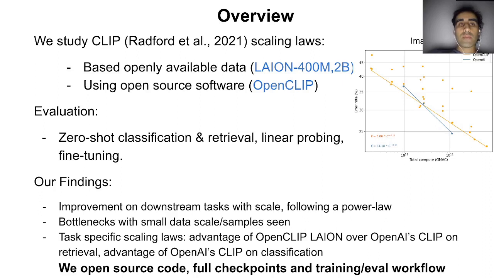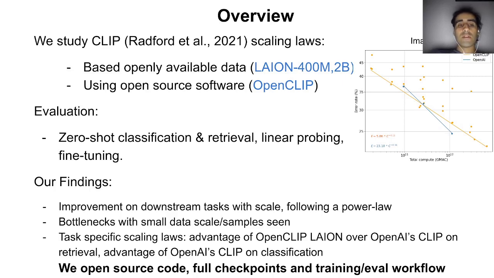In our work, we study CLIP scaling laws on LAION, which is an openly available large dataset of image-text pairs, with OpenCLIP, which is an open source replication of OpenAI's CLIP. For evaluation, we use zero-shot classification, retrieval, linear probing, and fine-tuning on multiple downstream datasets.